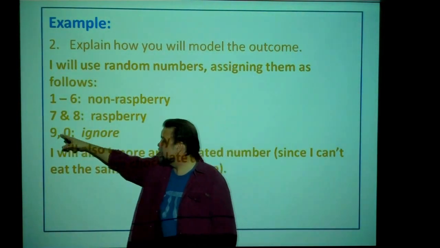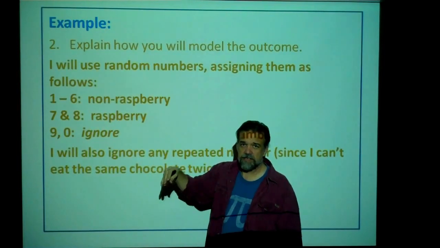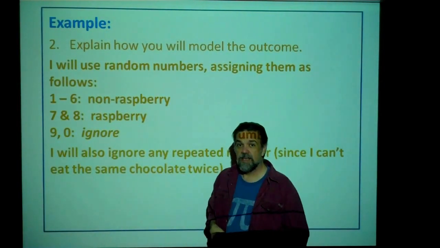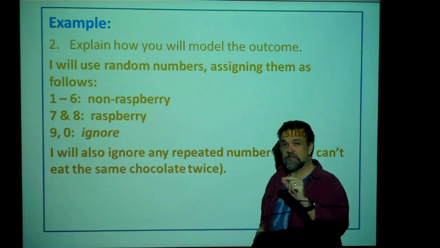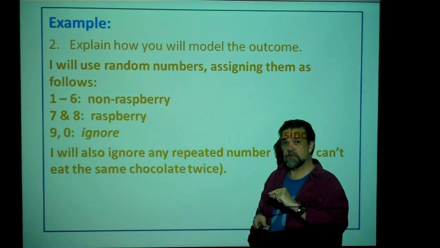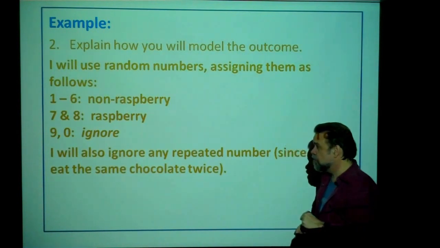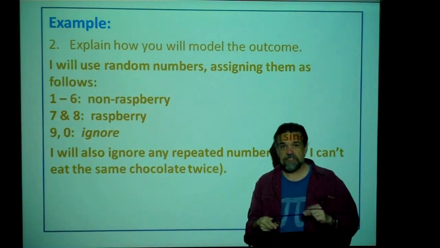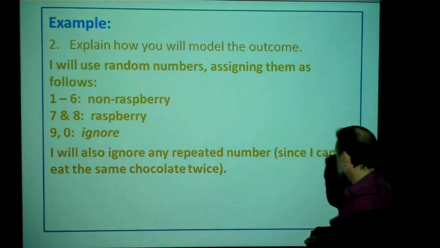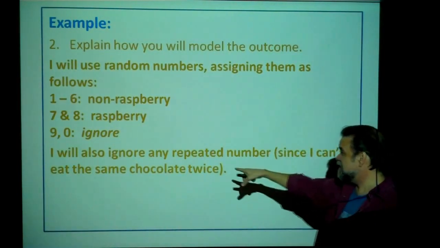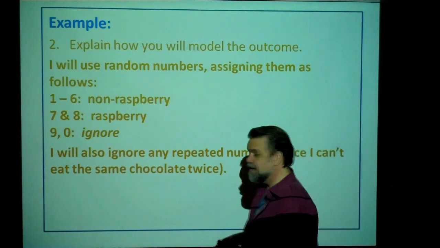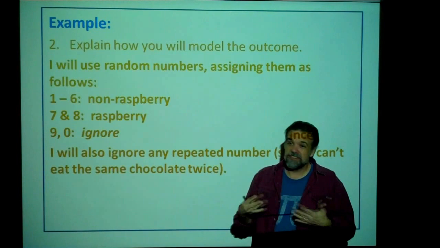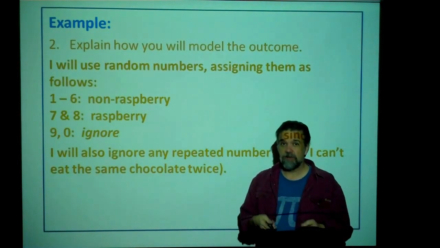So what happens when I get a 9 or a 0? I blow it off. I just ignore those particular random numbers, and I go to the next one. Now, in this particular case, not always, but in this particular case, I'm also going to ignore any repeated number. And there's a good reason why I'm going to ignore a repeated number, and that's because I can't eat the same chocolate twice. Once I've picked up chocolate number 5 and eaten it, it's gone. As much as that saddens me, that chocolate is now gone.